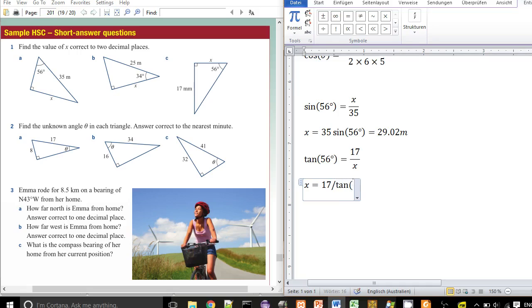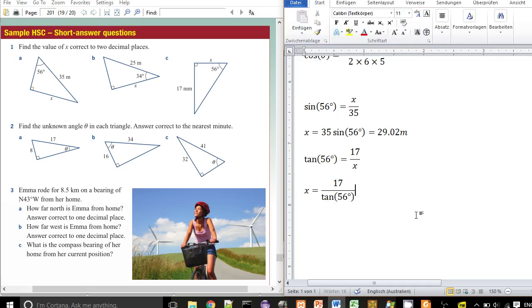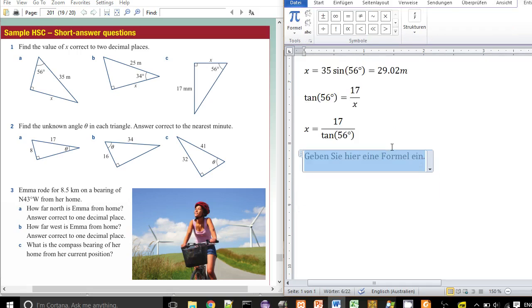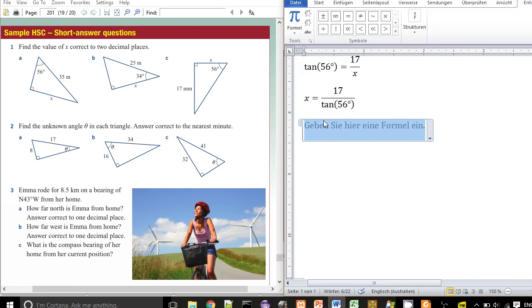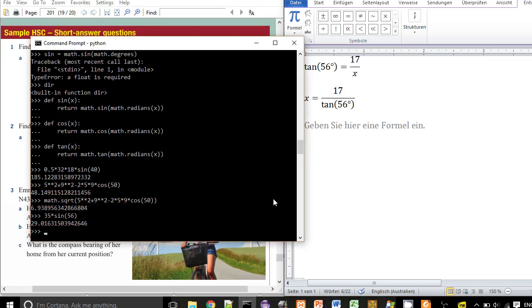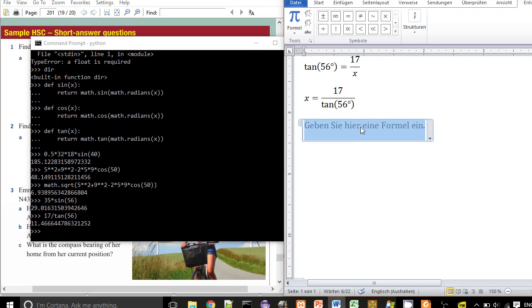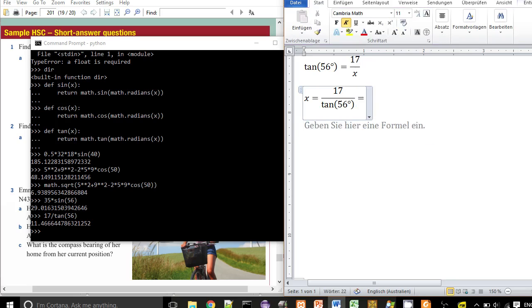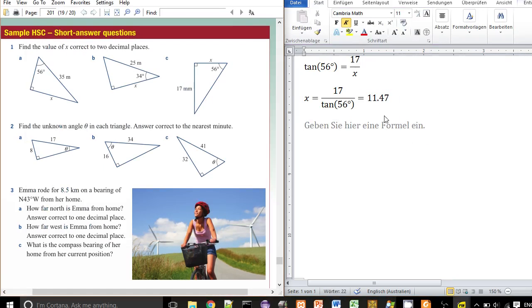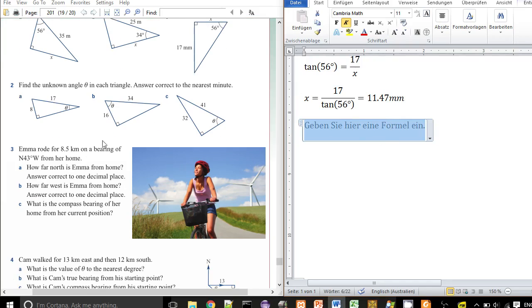And algebra can sometimes feel like a whole bunch of random rules. They actually make perfect sense. That's why earlier years of algebra at school are so important, so you understand it. Okay, 17 divided by tan 50. Just a bit of a lesson there for you guys. Equals 11.47. What units? Millimeters. Why not? Bit of variety. Finally. Okay, I'll just do B.